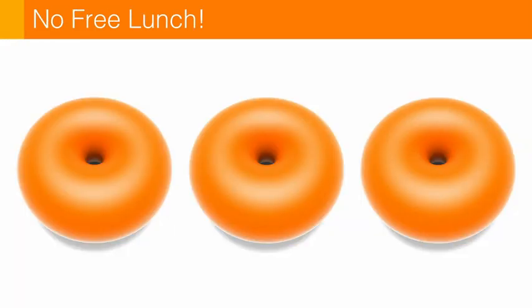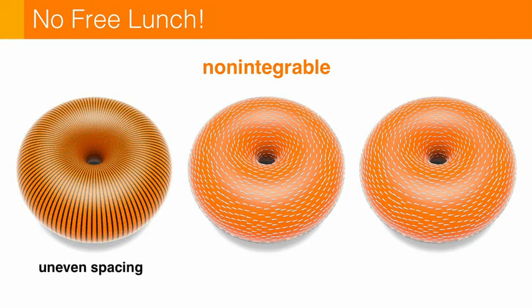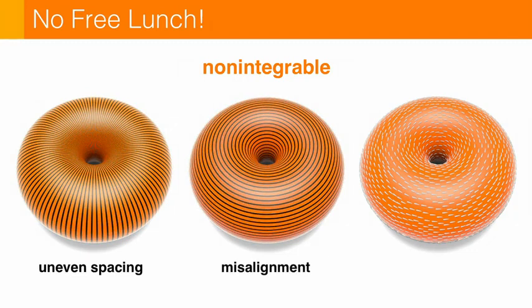If you want to attack this problem, you first have to come to terms with a mathematical fact of life, which is that you can't always get a perfect solution. In other words, not all vector fields are globally integrable. For instance, even with this very nice vector field on the torus, you might have to sacrifice spacing to get good alignment, or give up entirely on alignment to get perfect spacing.